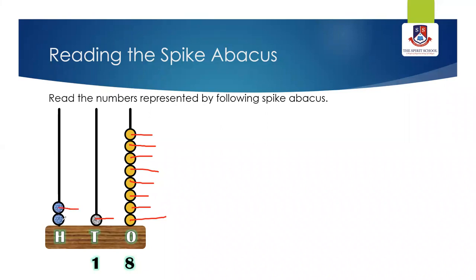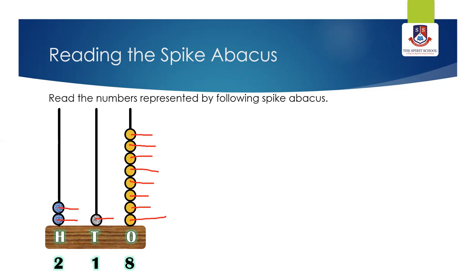Here is the first spike, and here is the second spike. So the number of beads at the hundred place: two beads are there at the hundred spike. So the digit representing this number at the hundred place is 2. So the number represented by this spike abacus is 218, which means two hundreds, one ten, and eight ones, forming the number 218.